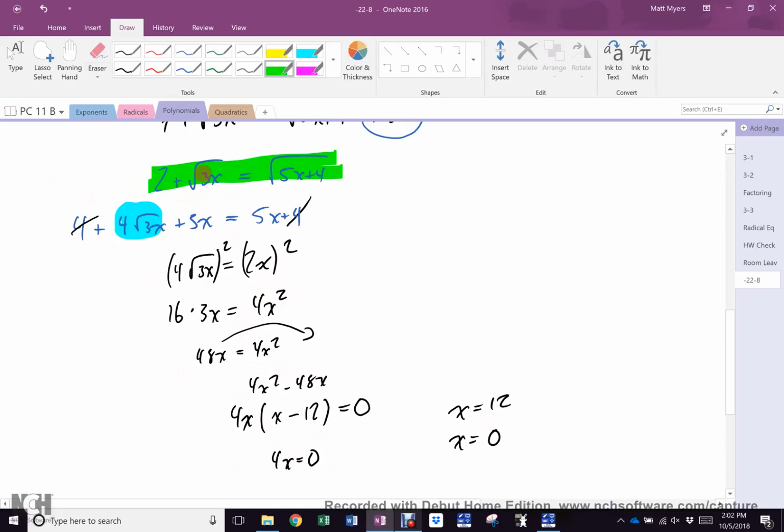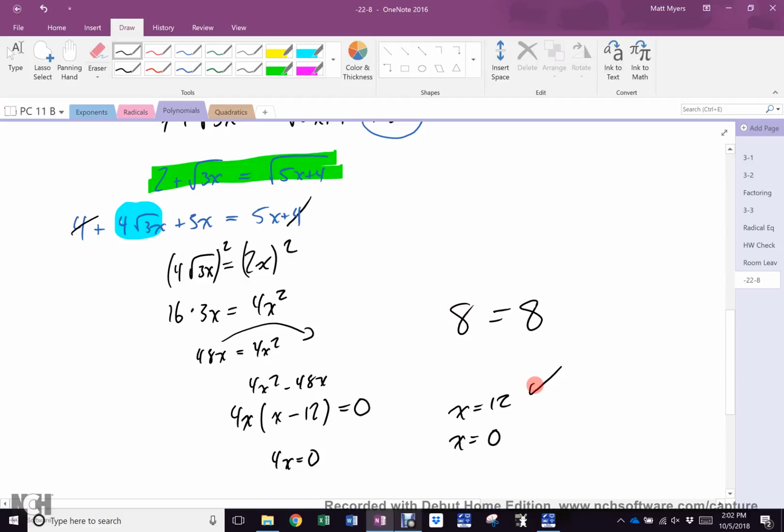If these are going to work, then this has to be equal, doesn't it? Where does the 12 go? In the x. What's 3 times 12? 36. What's the square root of 36? 6. What's 2 plus 6? 8. So when I do 12, I get 8 on the left, don't I? Come over here. What's 5 times 12? 60. Plus 4? Square root of 64? Does the left side equal the right side? Yes. So is 12 okay?